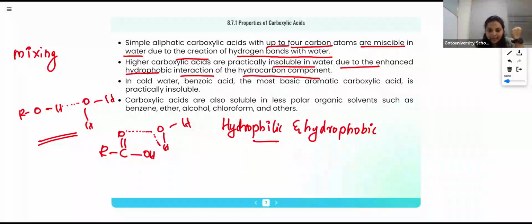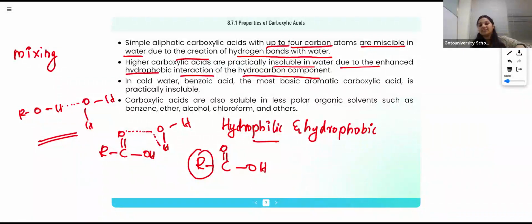See, normally I am writing RCOOH. Right? So this is the hydrophobic end. Hydrophobic end means water hating end. So this hydrocarbon component has hydrophobic interaction with the water. They have less tendency to mix with the water. They won't mix with the water to a greater extent.